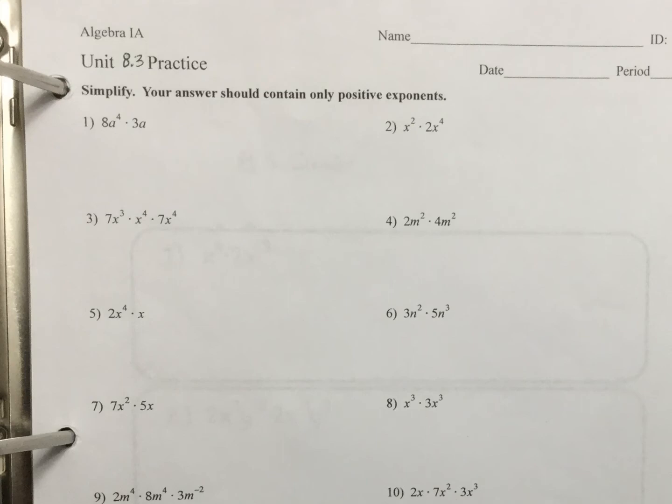All right, Janessa, I'm going to do a couple practice problems to make sure you understand what you're doing on this. This is your 8-3 practice. Let's look at number 1. Remember, you can write this at the top of your paper: multiply the big numbers, add the exponents, or the little numbers.